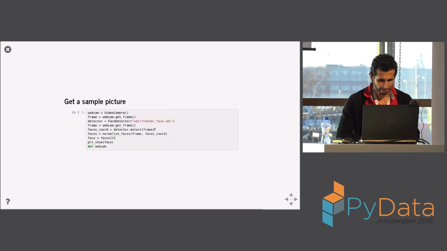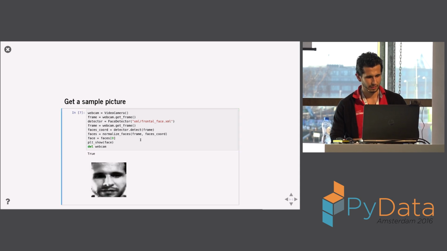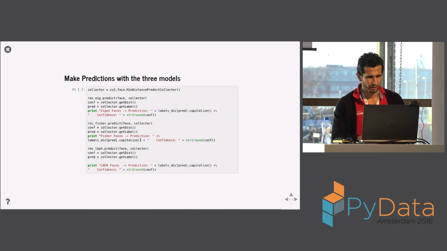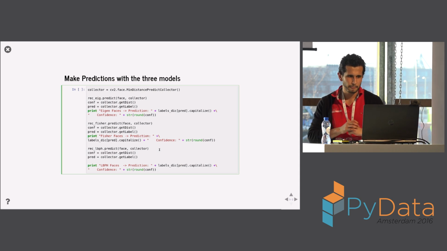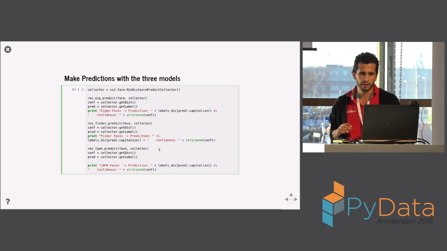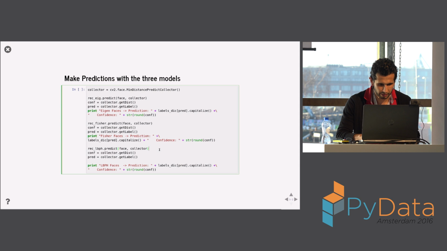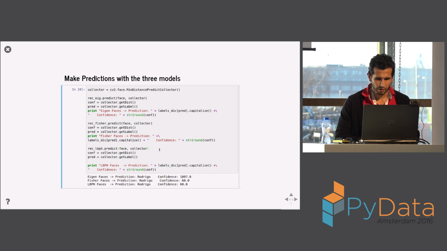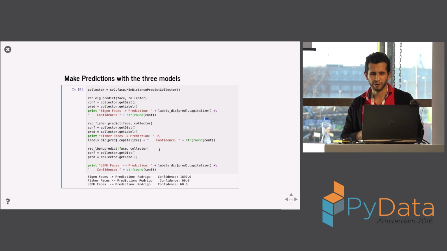Okay. So let's get a sample picture. Let's hope this works. Okay. So that's my picture. That's my sample. Now we'll try to recognize that picture that I just took with the pictures that we just trained, with the three algorithms: Fisherfaces, Eigenfaces, and LBPH. And let's see. Okay, good. So it did well. Okay, now confidence.